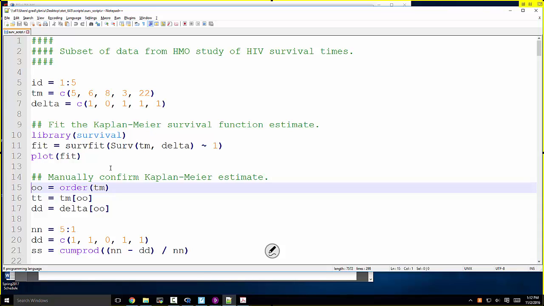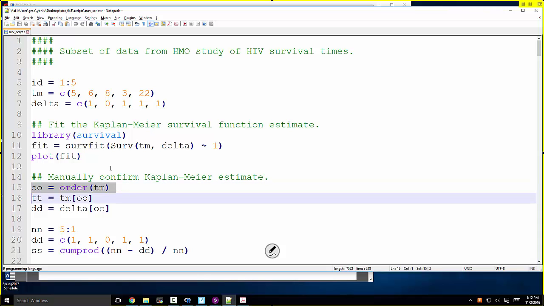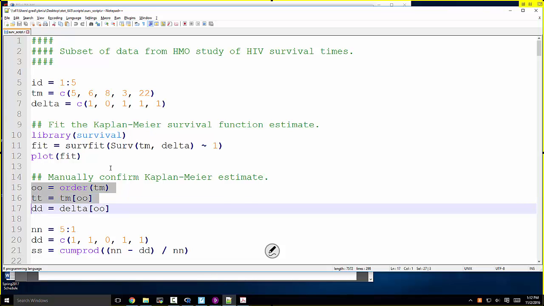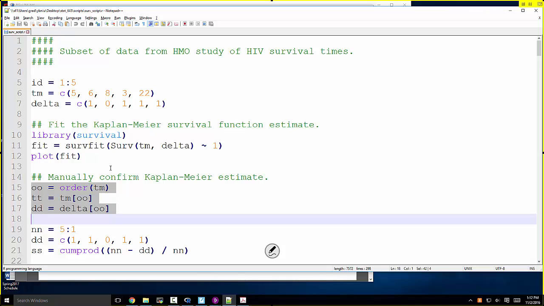If I order the unique event times, that gave me the indices that order event times. So now if I say, give me time square brackets that ordering, those will be ordered from least to greatest event times. Instead of 5, 6, 8, 3, 22, it's now going to be 3, 5, 6, 8, 22. And then I ordered the deltas similarly because I need to keep everybody's time and delta together.